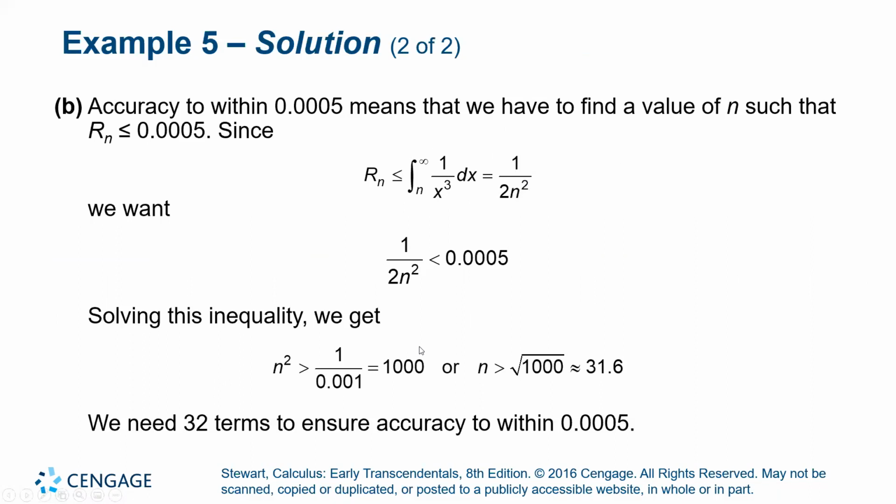So when you solve that inequality, you get that n must be greater than the square root of 1000, which is 31.6. So to get to a whole number, because remember series aren't defined in between the whole numbers, we would have to round up to 32. So the smallest partial sum that would satisfy this condition in part B would be the 32nd partial sum, meaning the sum of the first 32 terms. And that'll get us the accuracy within 0.0005.